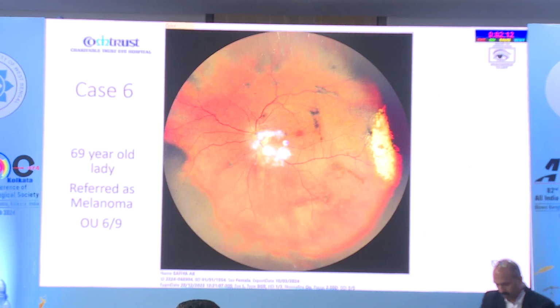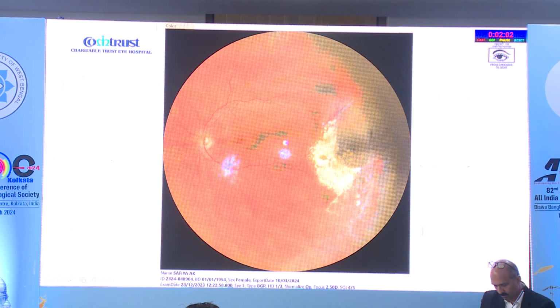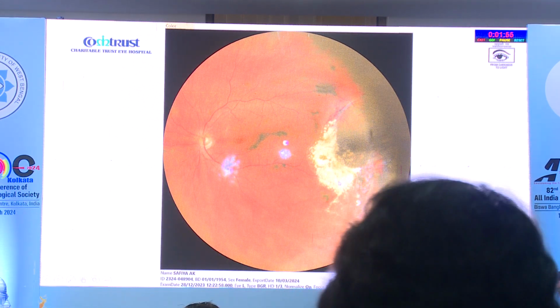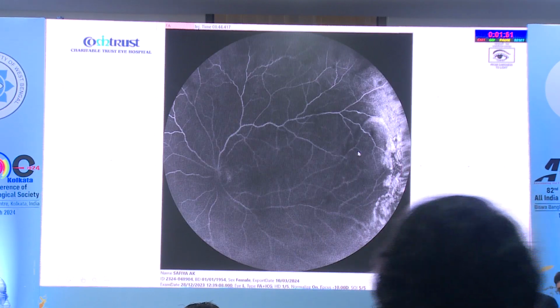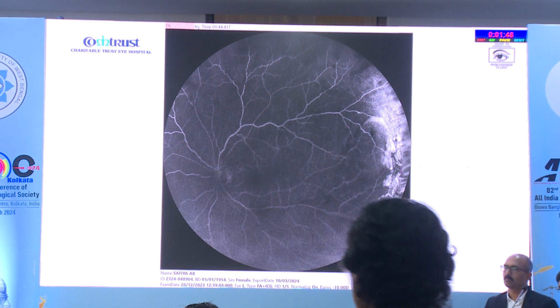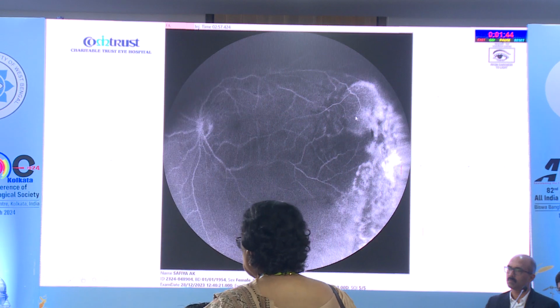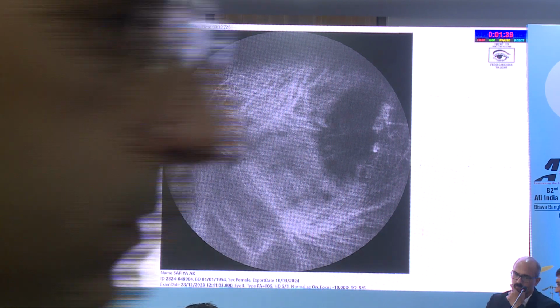This was another case. We have seen many of these cases actually. This is a 69-year-old lady who was referred as melanoma because of a brownish lesion in the periphery. When you tilt the eye a bit, you can see almost till the ora, and you can see a large pigmented lesion here with a lot of exudates surrounding it. This is nothing but a sub-RPE bleed in the periphery, and the wide angle fluorescein angiography shows multiple RPE defects in the periphery, and in the late phases you can clearly see the PED with a little pooling inside, and the wide angle ICG clearly shows the peripheral polyp.